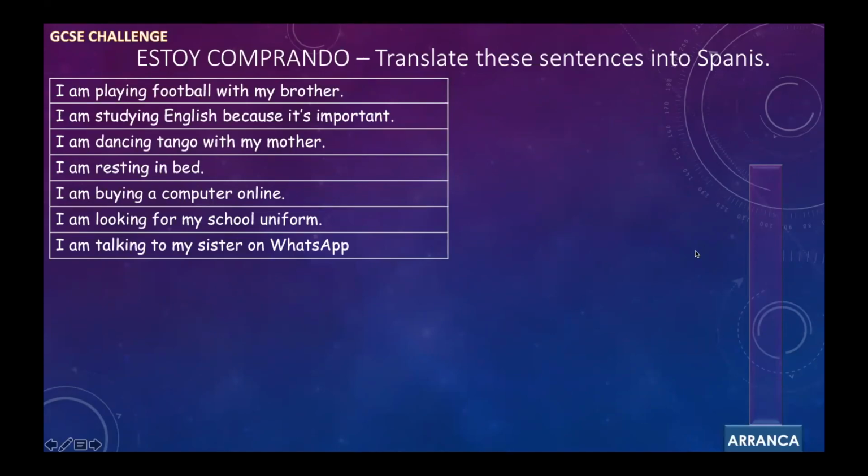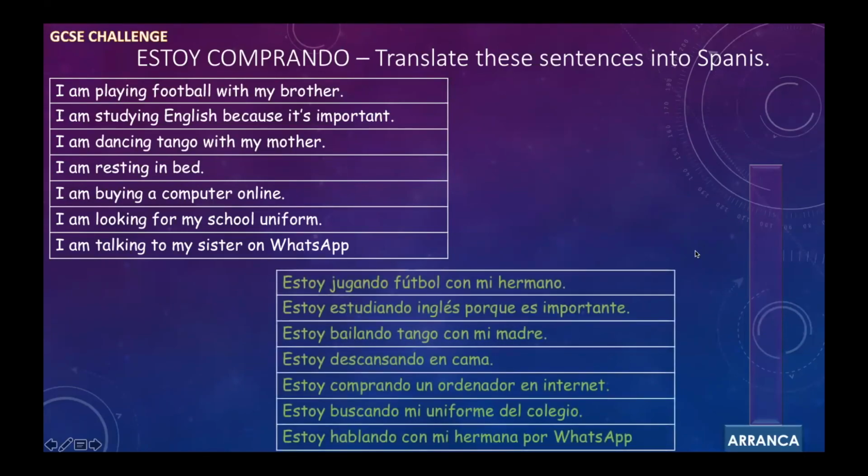And our time is up. Let's see the translations. Here we are. Estoy jugando fútbol con mi hermano. Estoy estudiando inglés porque es importante. Estoy bailando tango con mi madre. Estoy descansando en cama. Estoy comprando un ordenador en internet. Estoy buscando mi uniforme del colegio. Y finalmente estoy hablando con mi hermana por WhatsApp.